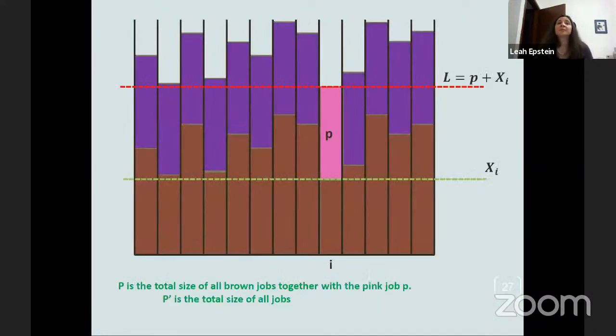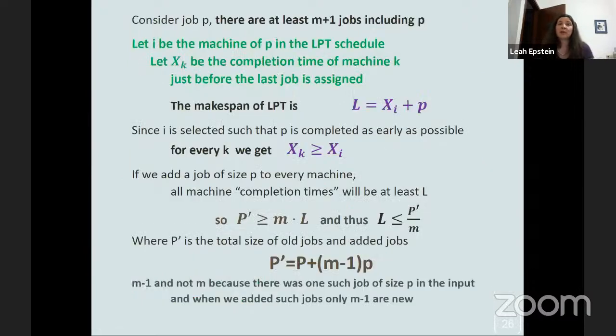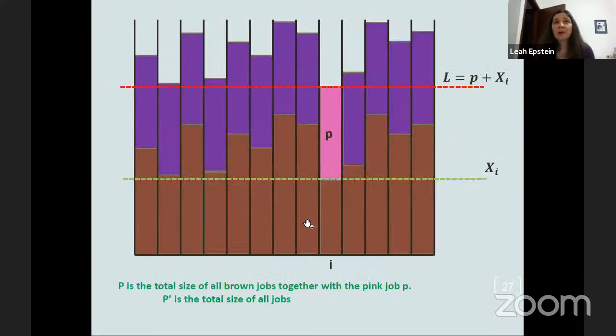Here it is. So ignore the purple jobs for a second. L is what we're interested in, the last completion time, the Makespan. We go back. So we know that for every machine K, X sub K is at least X sub I because of the greediness. And then what we do, let me go back to the illustration. We add an artificial purple job to every machine that has the same size as P. So now all machines have completion times that are the original Makespan or more.